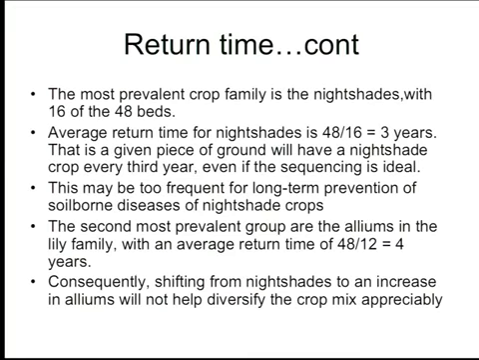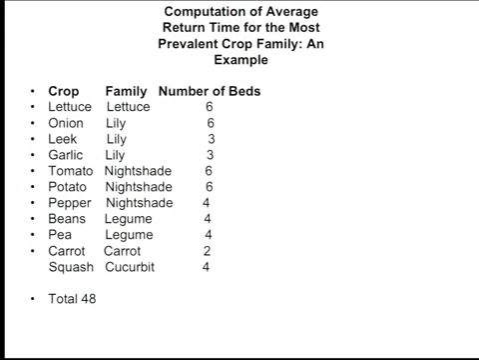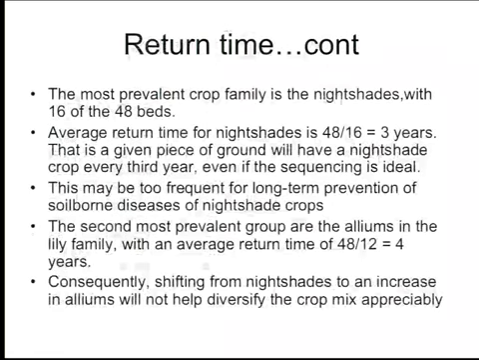What's a cucurbit? Cucurbit is the squash family. So this is the family, and this is the species. So you can see here that onion, leek, and garlic belong to the same family. Tomato, potato, peppers belong to the same family. So you group them. So now I want to find out what is the minimal return time. When should I come back where I'm growing tomatoes in order to avoid diseases in the soil?